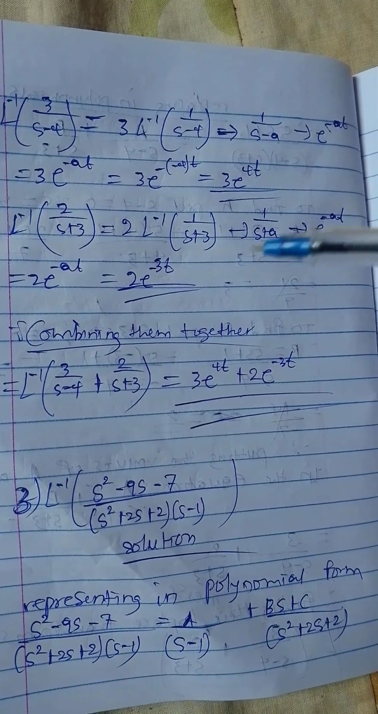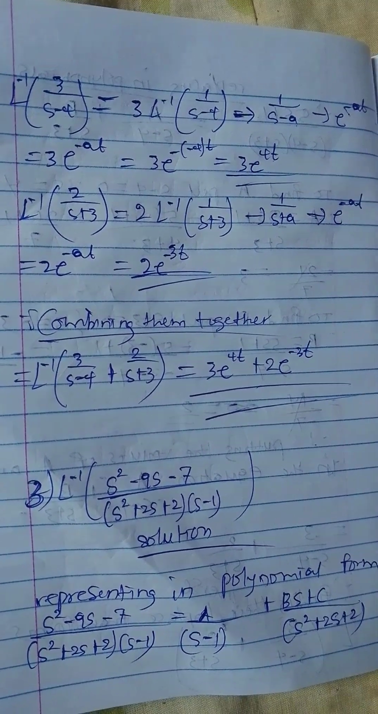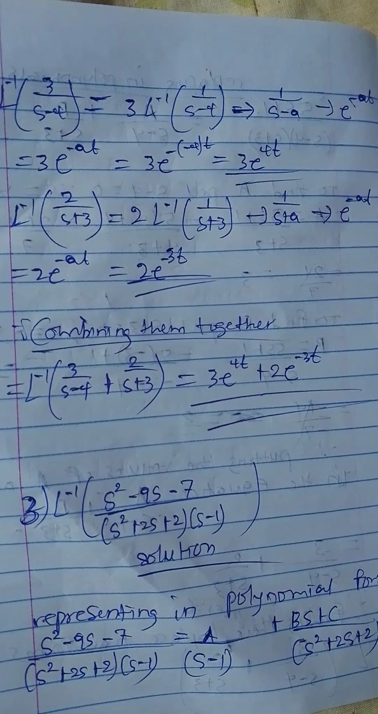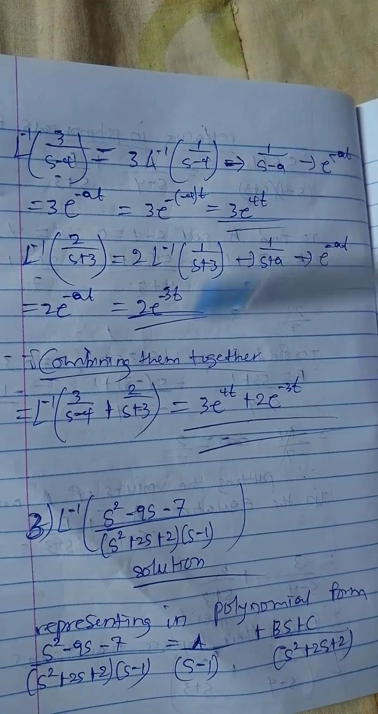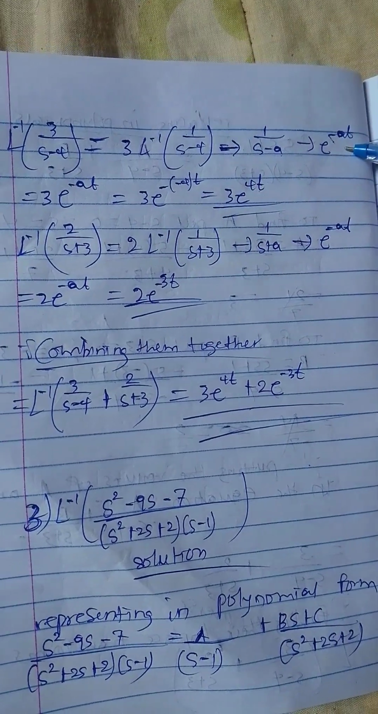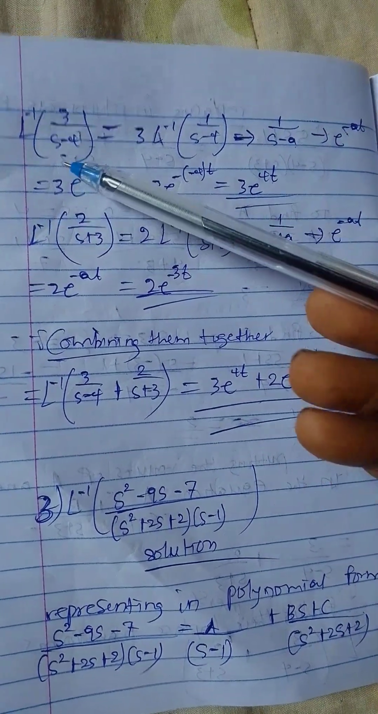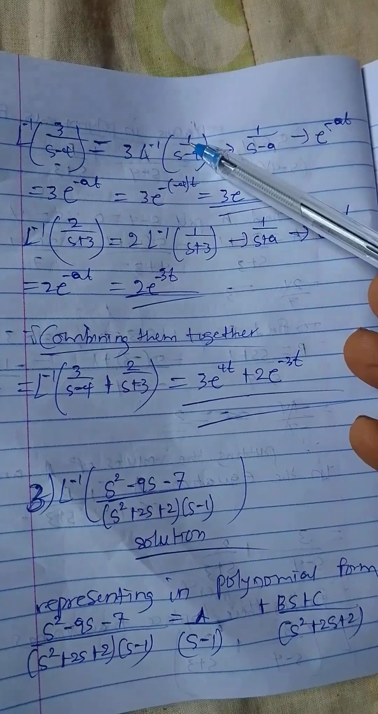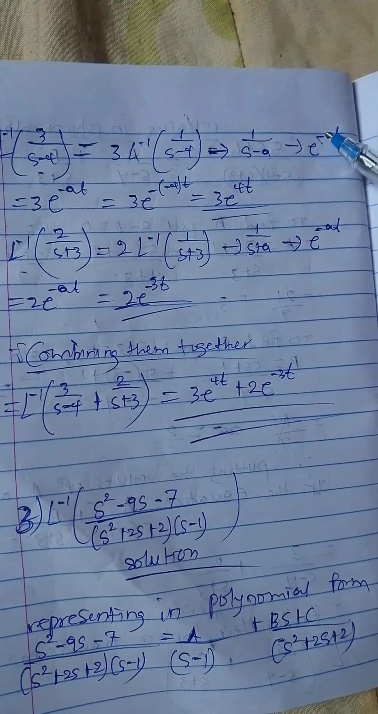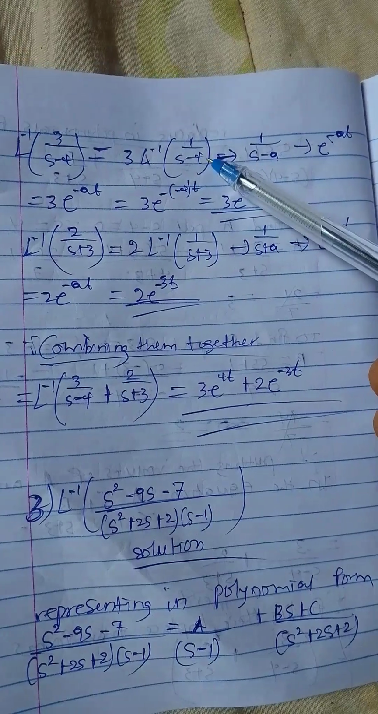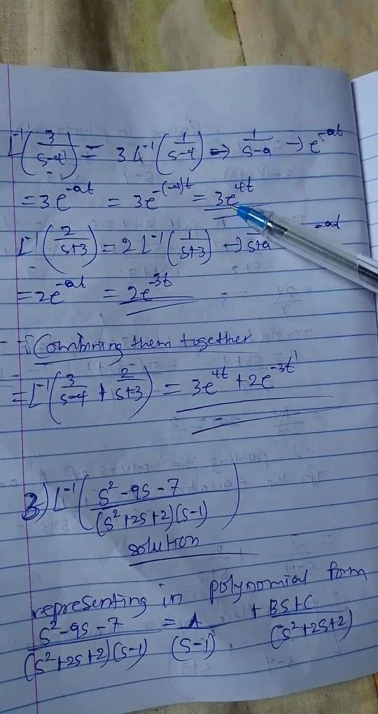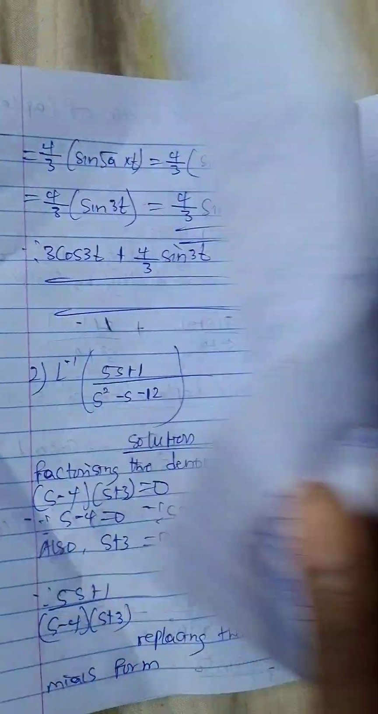Please always know that while solving inverse Laplace transforms, the inverse Laplace transform always takes e raised to power minus at. Okay, so that equals 3. You know that this 3 is being multiplied by everything here. So that becomes 3e raised to power minus a t. What's a? A is minus 4. That becomes minus minus 4t, which equals 3 e raised to power 4t.